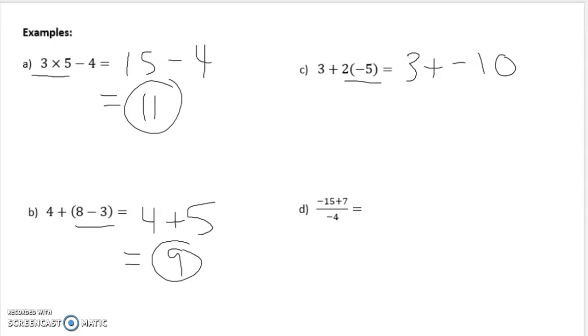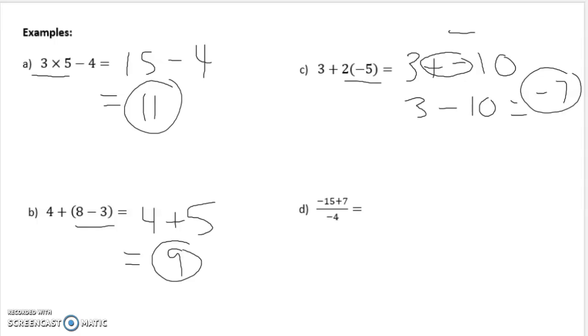Now remember in yesterday's lesson we talked about when you had two signs back to back, if it's a positive and a negative, if it's one of each, you can replace it with a negative sign. So I'm going to rewrite this to 3 minus 10. And 3 minus 10, or 3 take away 10, is negative 7. So that's your final answer.